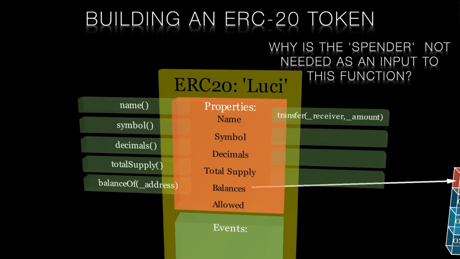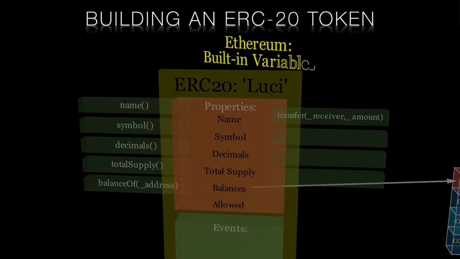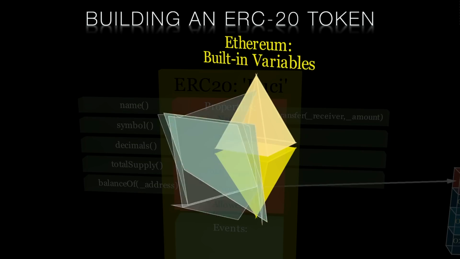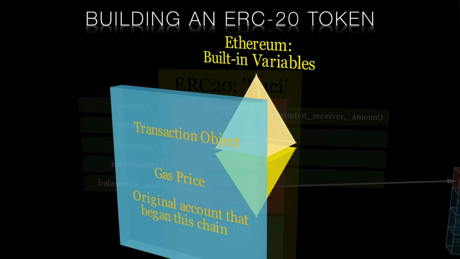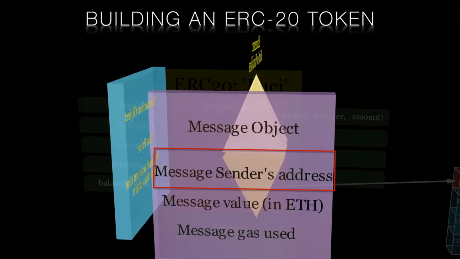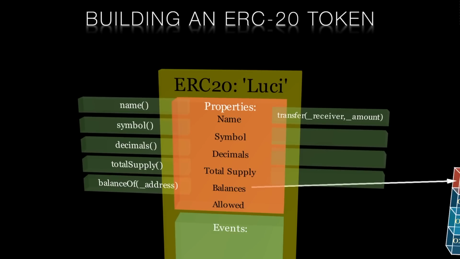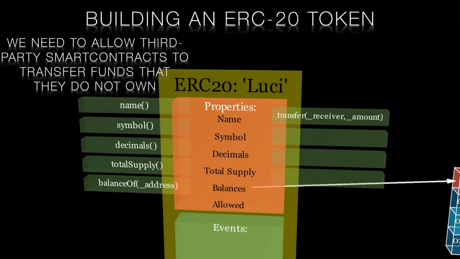So in order to transfer funds using this method, there's no need for the spender to specify their address. Why is this? Pause the video for a minute and think why this is the case. The reason we don't need the spender's address is that this is one of the things available to us through the built-in objects that we discussed in the prior video. The message built-in object contains the address of the message sender, which for this function is the spender of the coin.